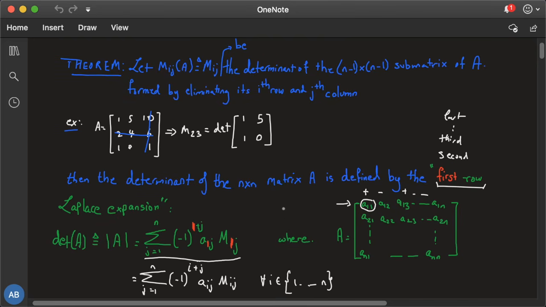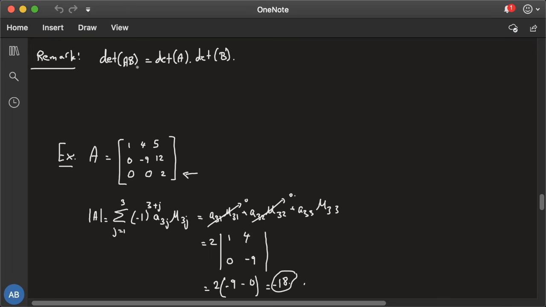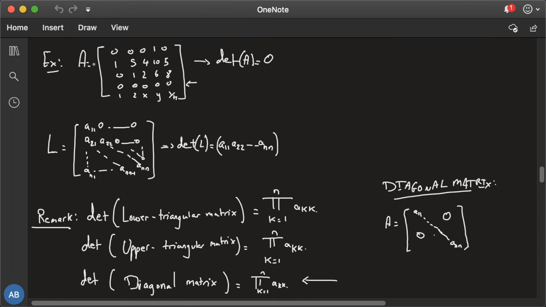Some important properties of the determinant include that the determinant of a matrix is the same as the determinant of the transpose of the matrix. Also, the determinant of a product of matrices is equal to the product of the determinants of each matrix. We saw an important theorem that says if a row of a matrix is all zeros, then the determinant of that matrix is 0. We saw determinants of specific types of matrices that are lower triangular, upper triangular, and the diagonal matrix that is both lower and upper. For those three matrices, the determinant is nothing other than the product of the diagonal entries of that matrix.